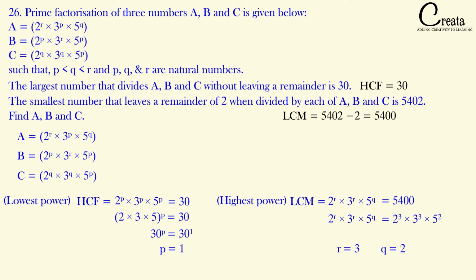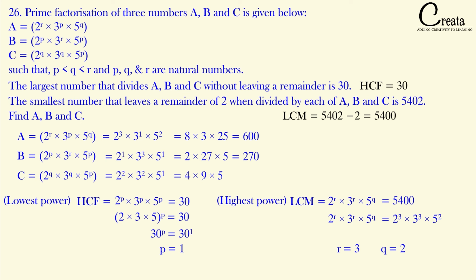Firstly, let's take A. Here let's put the value of P, Q and R. We got 8 into 3 into 25, that is 600. Similarly, let's go for B. Let's put the value. We got 2 into 27 into 5, that is 270. Let's go for C. We got 4 into 9 into 5, that is 180. So we got the value of A, B and C. That is the answer of the question. Got it? So we have done with this question.